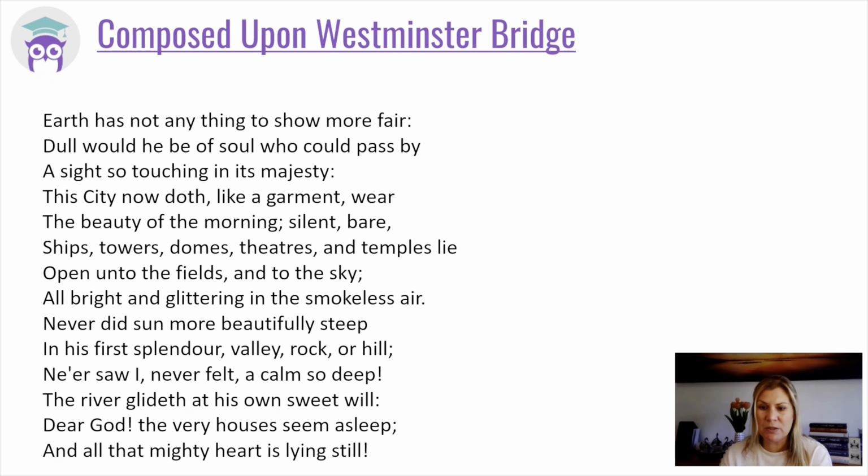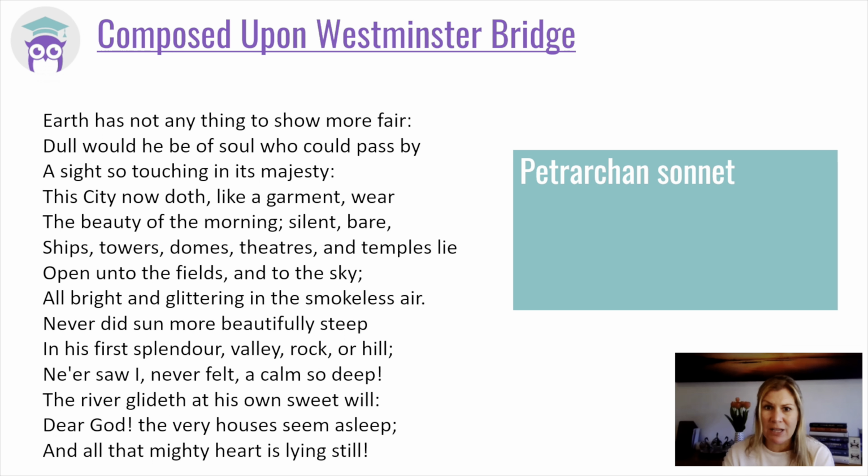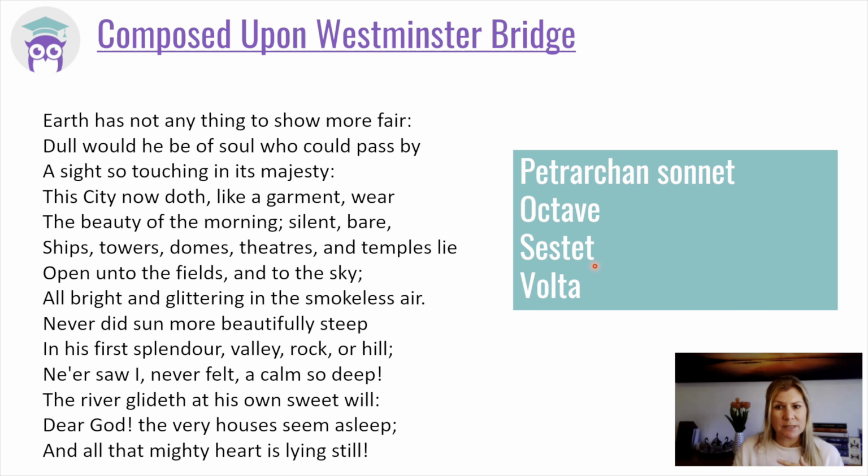Easy one, Composed Upon Westminster Bridge. On your flashcards, write down this phrase, Petrarchan sonnet. There are lots of different kinds of sonnets. This one is Petrarchan. You can tell because obviously it's got its usual 14 lines, but it's split out into an octave and a sestet. That means 8 lines followed by 6 lines. And what happens on that 9th line, so the beginning of the sestet, is we get a volta, which is where you get this kind of dramatic shift in tone.